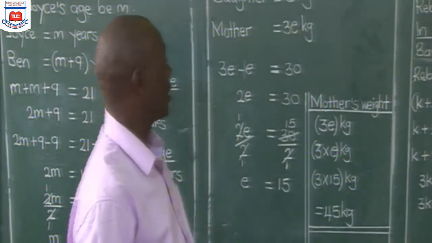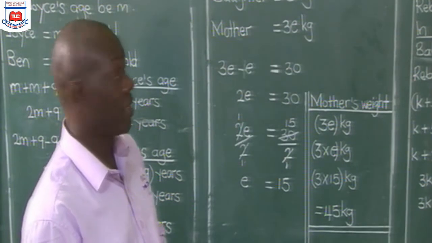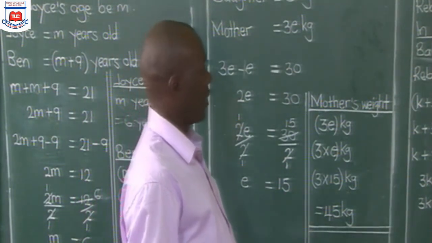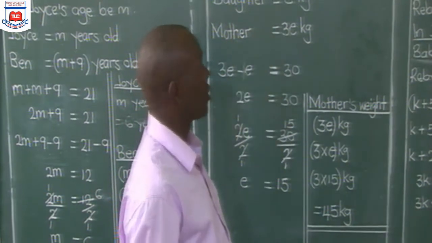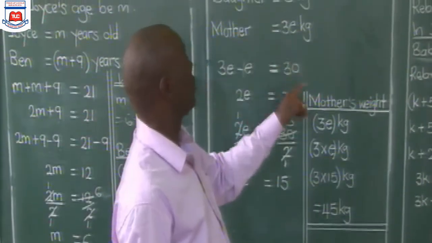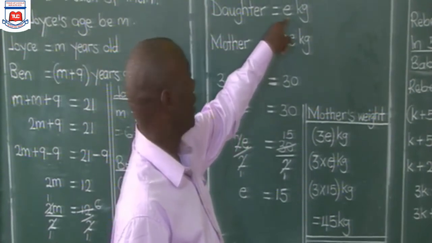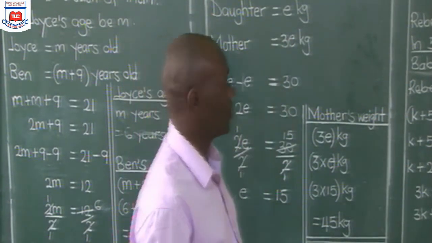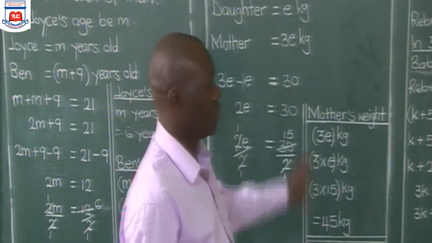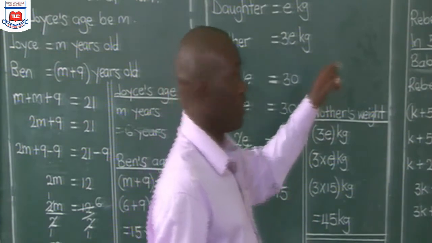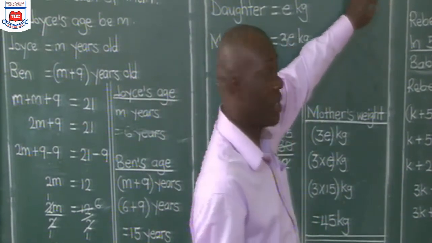Please don't answer questions you have formulated yourself. Answer the questions that are brought by the examiner. Like this one, you're asked for only the mother's weight. Much as you are good at substituting 15 for E, that is the daughter's weight, you are not allowed here. You would have answered a question you have set for yourself, which is not good.